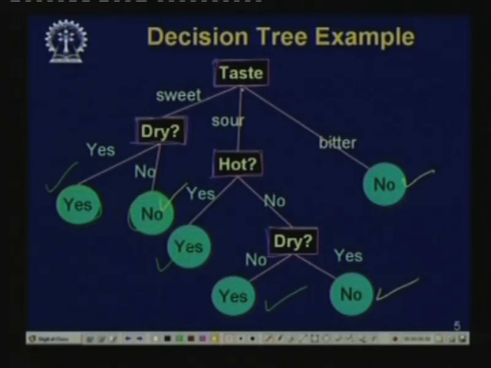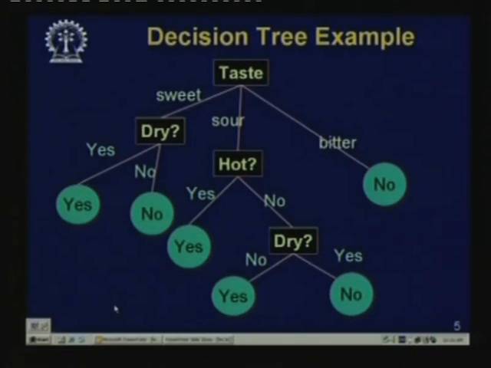The branches that come out of an internal node correspond to the different values the attribute at its parent can take. Taste can take the values sweet, sour, and bitter. So, we have 3 branches from taste. Hot can take the values yes or no. So, we have 2 branches from hot.